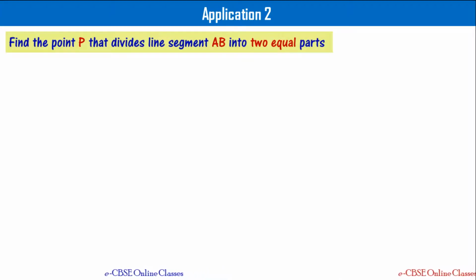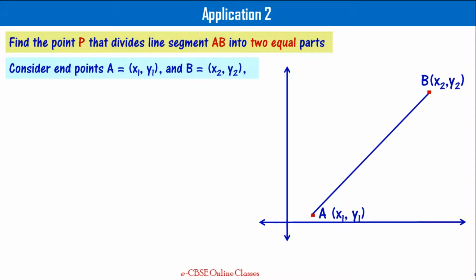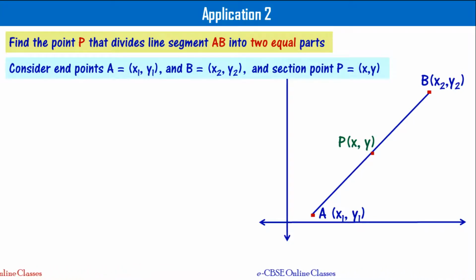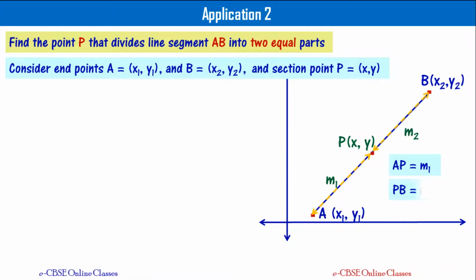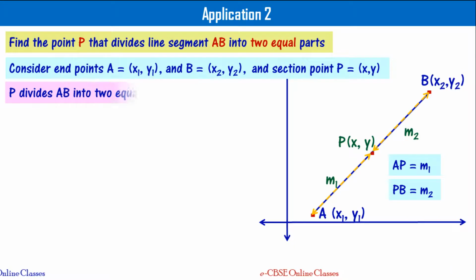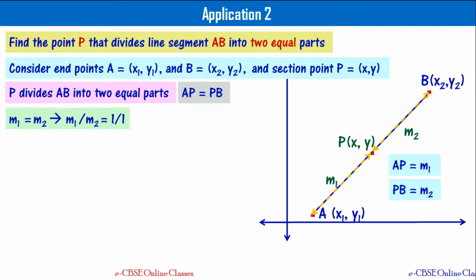In this problem, we are asked to find the point P that divides the line segment AB into two equal parts. Let's consider endpoints A, that is equal to x1 comma y1 and B equal to x2 comma y2 as shown in the figure, and section point P as shown here. As shown in the figure, AP equal to m1, length of line segment PB is equal to m2. Since we said that P divides line segment AB into two equal parts, AP equal to PB. It means that m1 equal to m2, one can write m1 divided by m2 equal to 1 by 1.